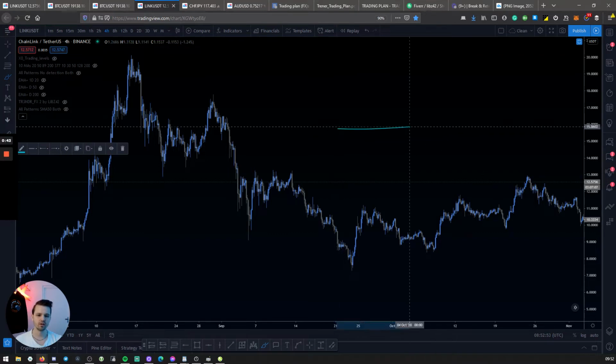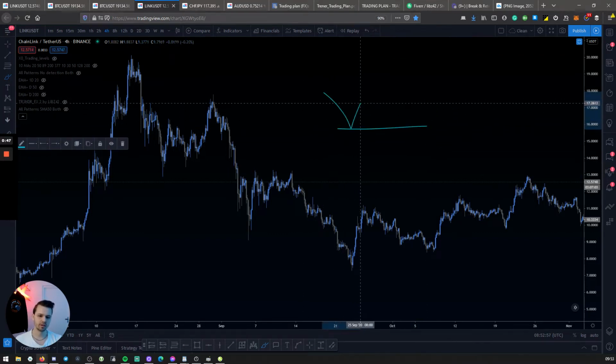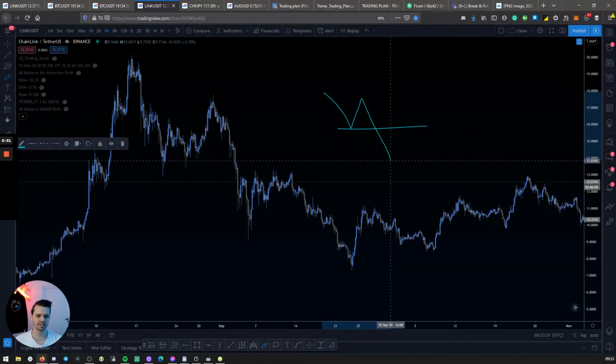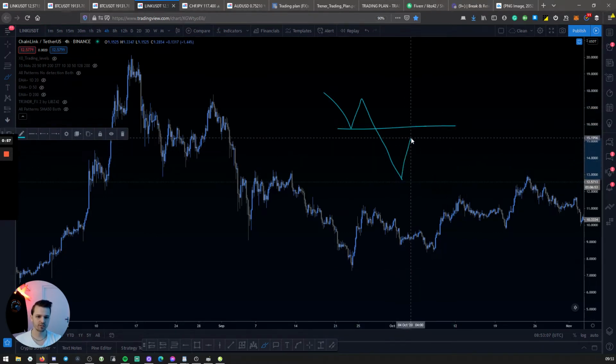So you have a support level right here. Price comes down, bounces, now comes down for a second bounce, breaks this area, right? So support is now broken. You are now going to anticipate that the first retest of that previous support is going to be a bearish reaction, right? And the idea here is to short this area. This is the break and retest, right?